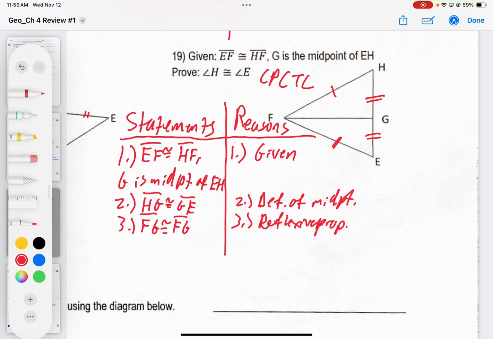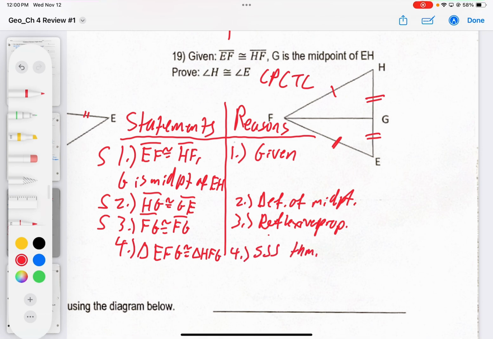We've got those reflexive properties. Okay, so then we have side, side, side. Now what can I say? Triangle EFG is congruent to triangle HFG. Then you put SSS. Oliver said angle side to side. Oh, I didn't. Side, side, side. You've got like 2 more days of that, Parker.